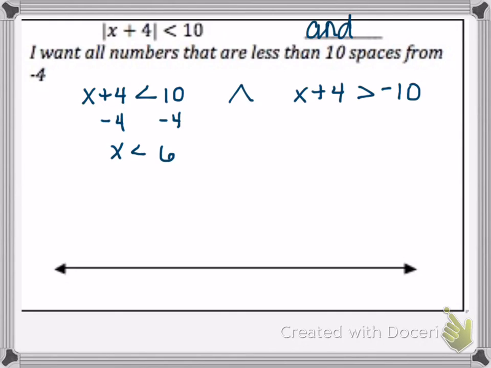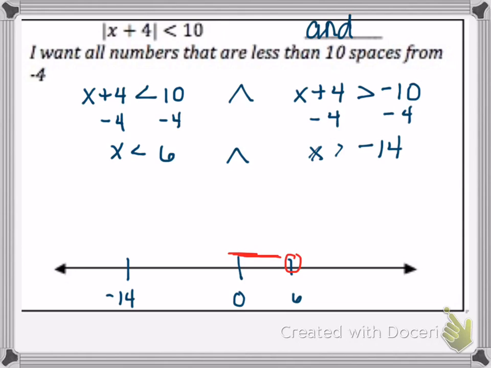I get x being less than 6, and it has to qualify for the other possibility as well: x being greater than negative 14. So when we graph, we would want all the values here, an open circle on 6 with less than shading to the left, and an open circle on negative 14 with greater than shading to the right. So we want all those values in between, the values that are less than 6 and greater than negative 14. So they qualify for both.